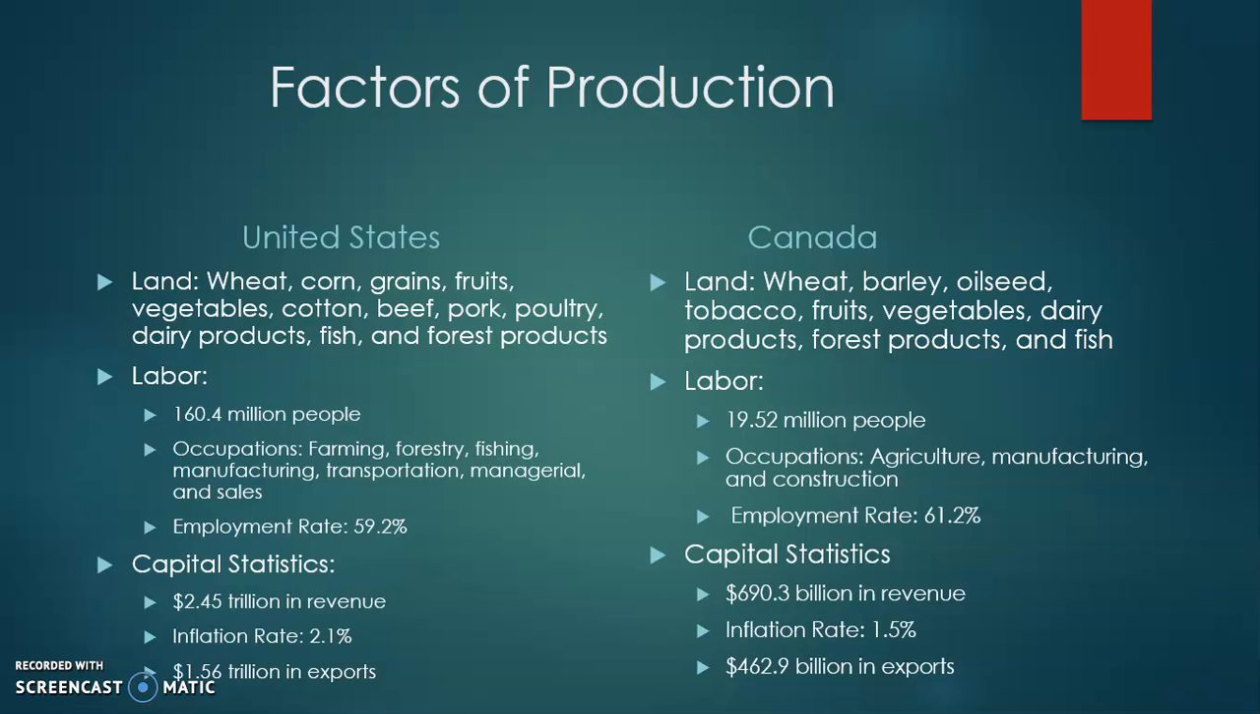Comparing this to Canada, Canada mainly uses their land for production in regards to wheat, barley, oilseed, tobacco, fruits, vegetables, dairy products, forest products, and fish. Their labor force consists of 19.52 million people. Most of their occupations would include agriculture, manufacturing, and construction.